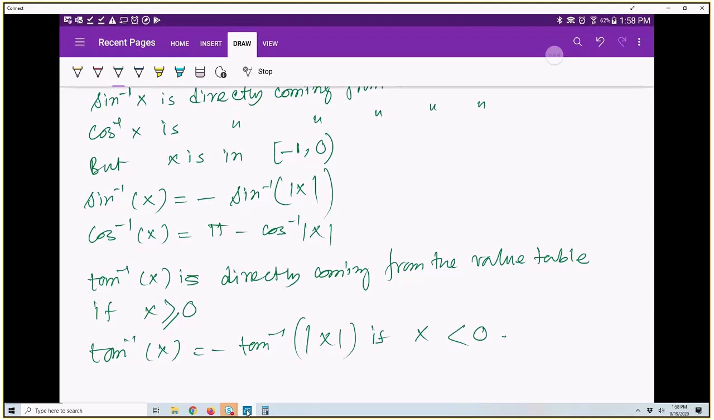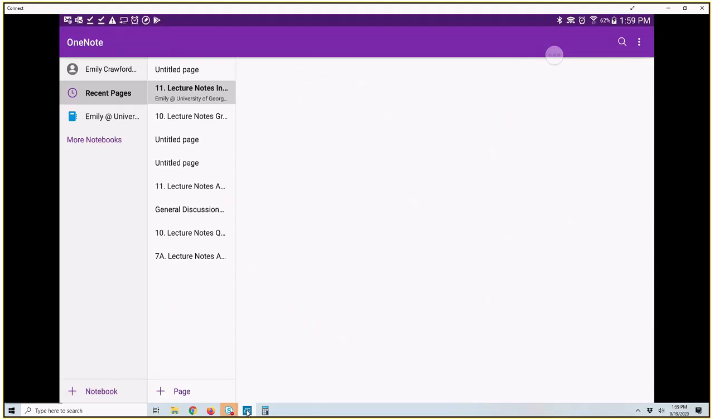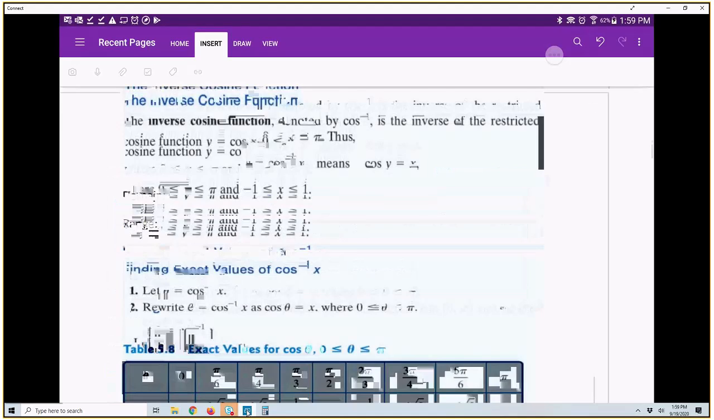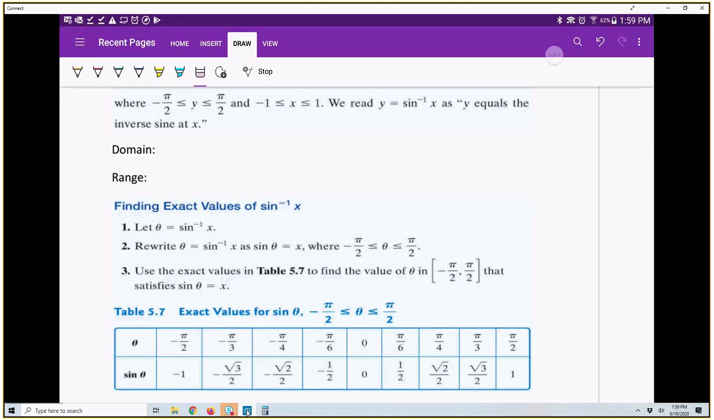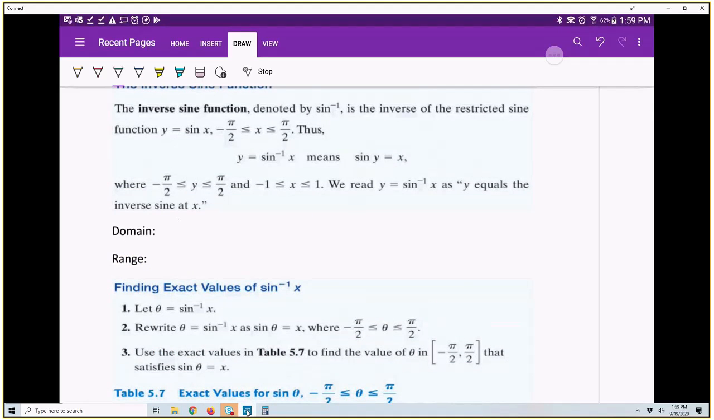But in order to understand and better remember these rules, we are going to start working on our lecture note. So let's go to the lecture note. We're going to skip the rules and we're going to just answer questions. So remember, the domain for inverse sine function is -1 to 1. That's where we start. The range of inverse sine function is -π/2 to π/2. So let's try to work out some problems.